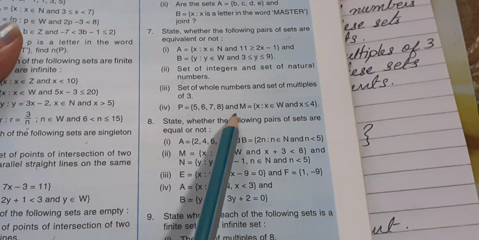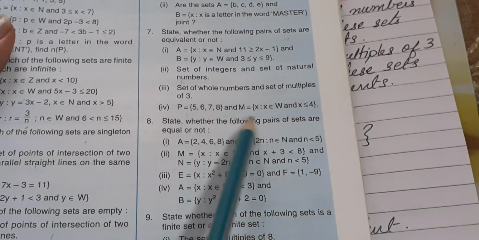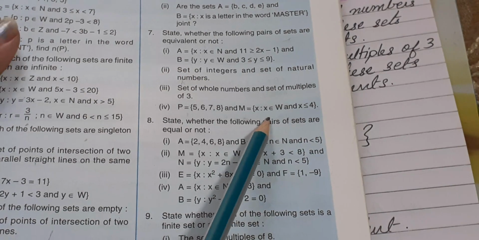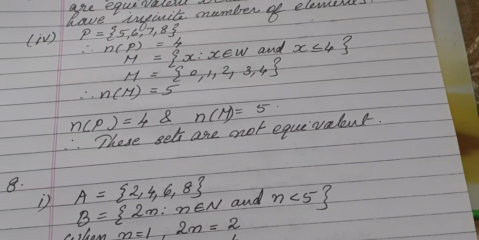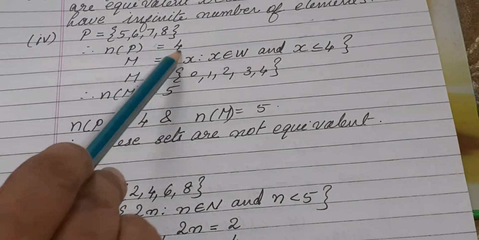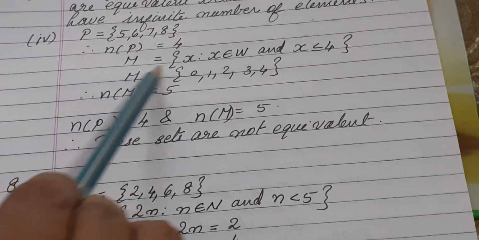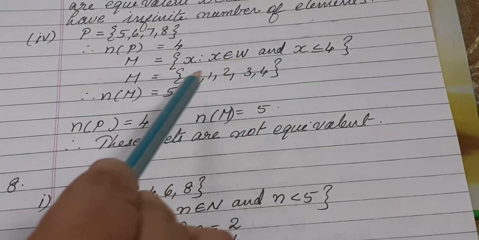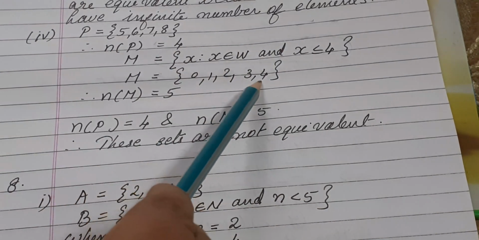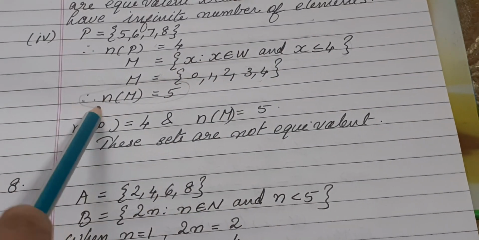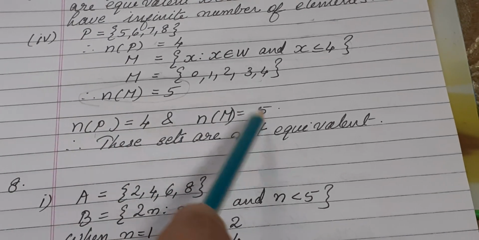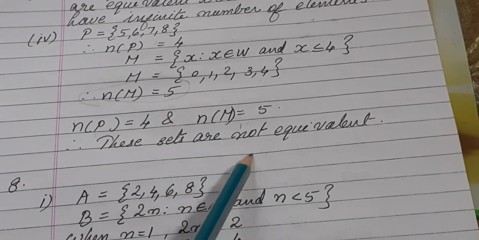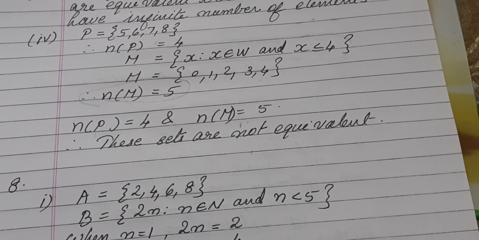P is equal to {5, 6, 7, 8} and M is equal to the set of all x such that x belongs to W, x less than or equal to 4. So P is given directly: 5, 6, 7, 8, n(P) is 4. Now, M is given as this set. Which all are the elements? 0, 1, 2, 3, 4. So n(M) is 5. Now, n(P) is 4 and n(M) is 5. So the cardinal numbers are not the same, so they are not equivalent.